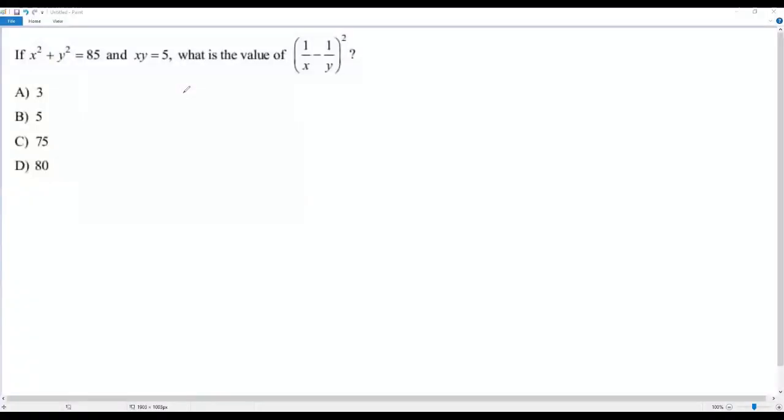Here we have a SAT math problem. Okay, let's go to the question. If x squared plus y squared equals 85 and xy equals 5, what is the value of (1 over x minus 1 over y) the whole squared?